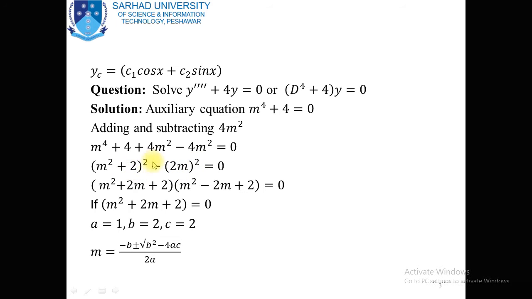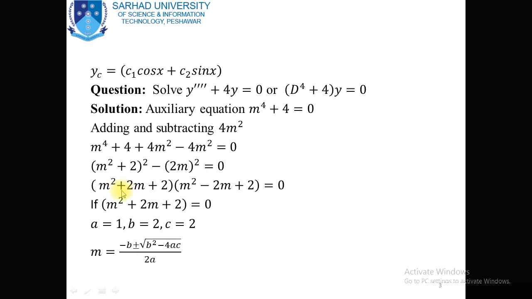Now again we obtain the formula a square minus b square, which can be written as a plus b into a minus b. So m square plus 2 plus 2m, into m square plus 2 minus 2m. So these are two quadratic equations.